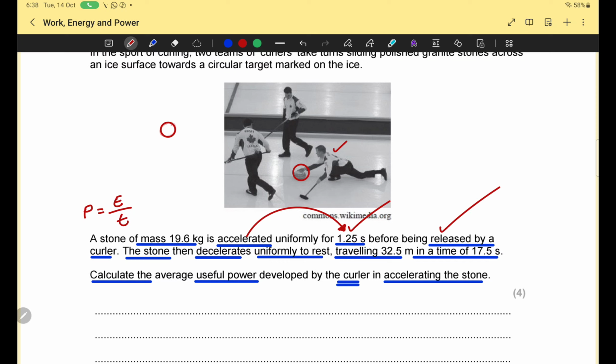This stone is moving forward, and when he released it, obviously the stone begins to decelerate and finally comes to rest.